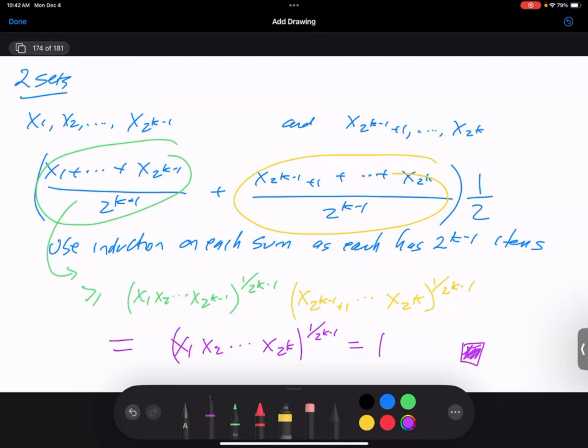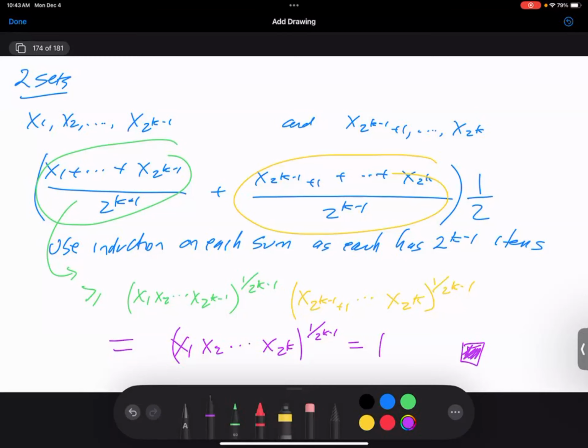And so now we have the arithmetic mean is greater than or equal to 1. And without loss of generality, we can always adjust this product. So I don't even care that I'm taking it to the wrong power. It's equal to 1. So if you want, I can drop the exponent and then put in the exponent of 1 over 2 to the k. Makes no difference because it's just 1.